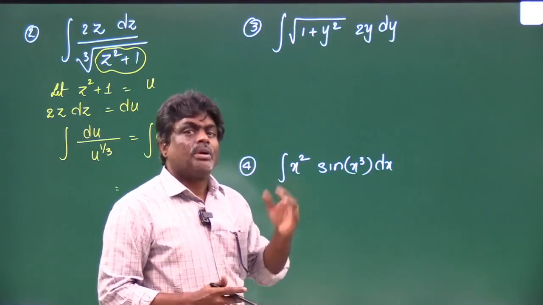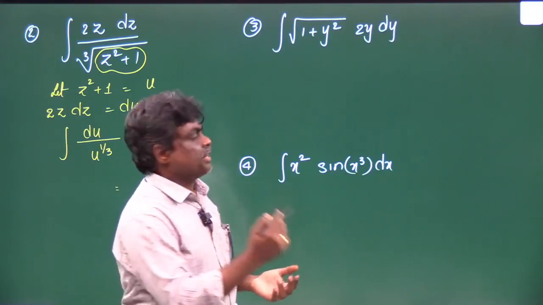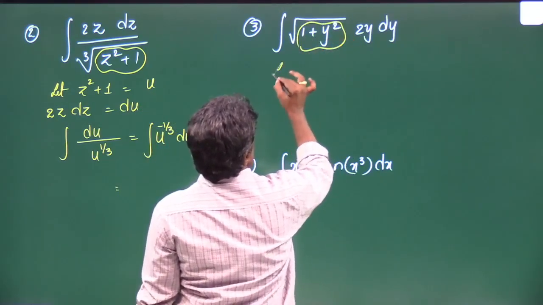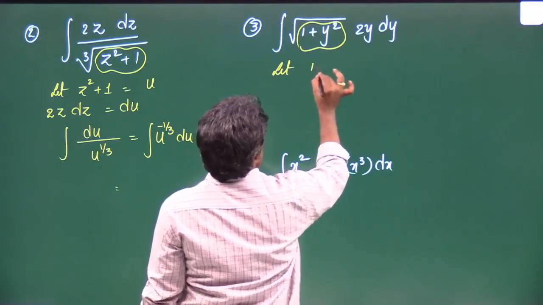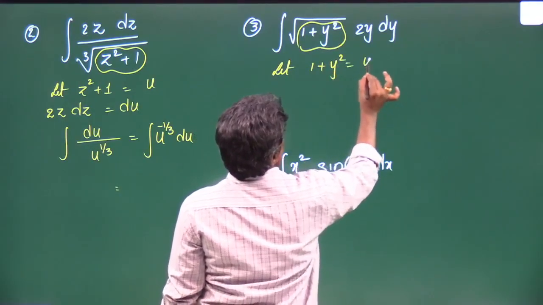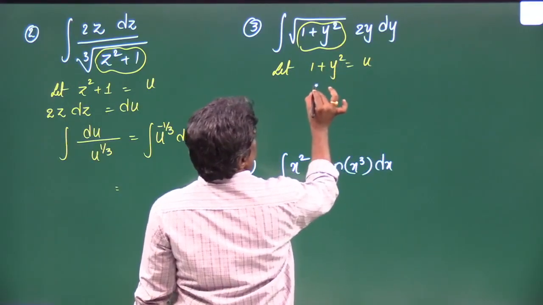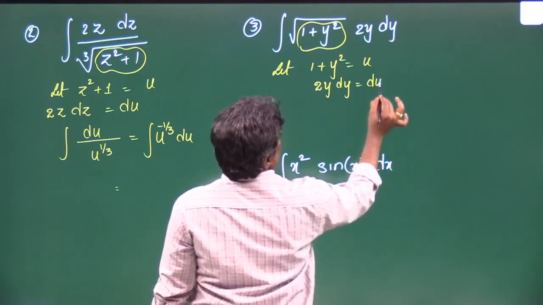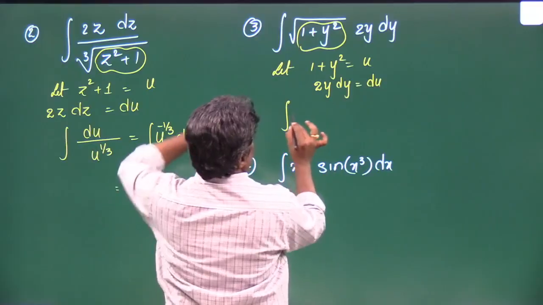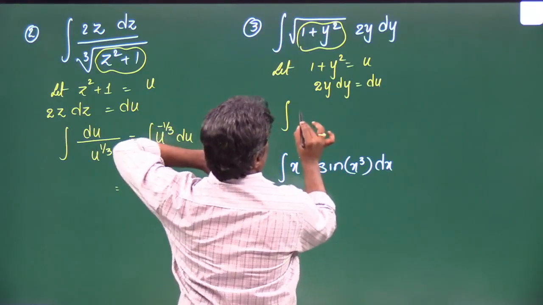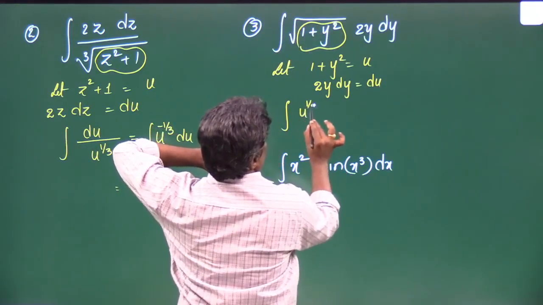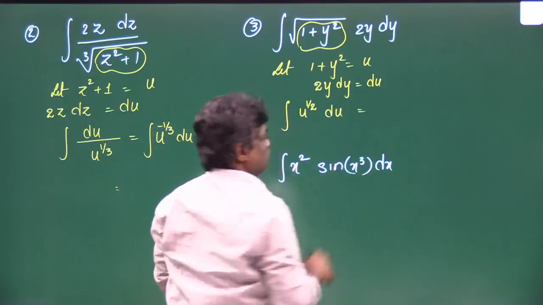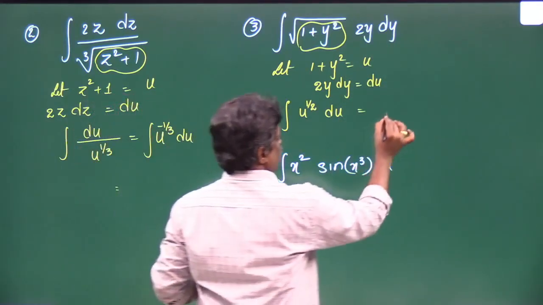Please pause the video and try to do it yourself, and after that check the answers. I can assume here, let 1 plus y square equal to u. It's very simple. Just differentiate, implicit differentiation, 2y dy equal to du. Now please take it and substitute. The integral, this is the square root, that's why you can write u power 1 by 2. This 2y dy is nothing but du. So you know how to do this.